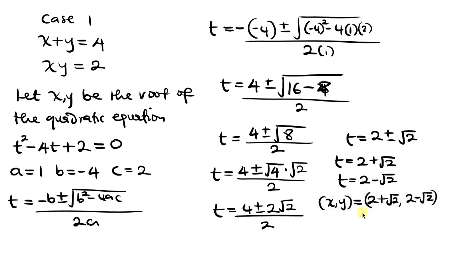Well, the values of x and y can be interchanged. So y can also be 2 minus root 2, and x can also be 2 minus root 2, and y be 2 plus root 2. So this is for the first case. Now let's pay attention to the second case, and we're going to be doing that on the next slide.